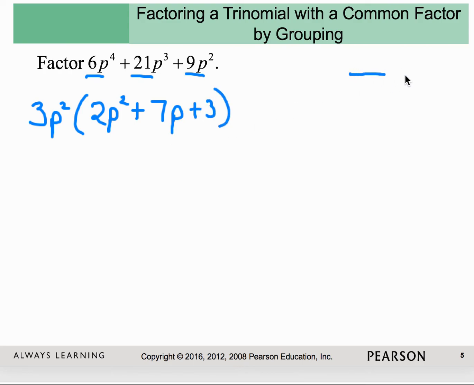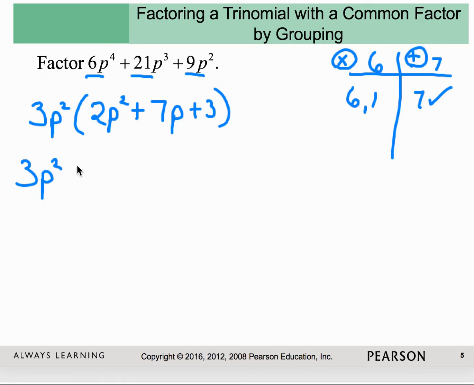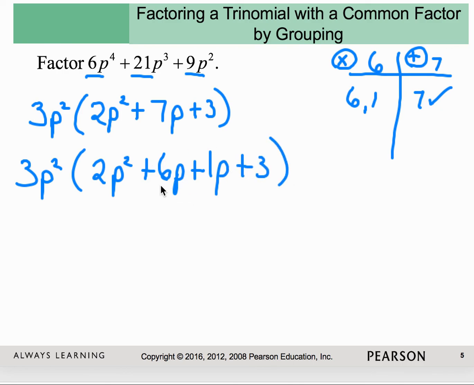So now look how much easier the numbers are going to be to find. I need numbers that multiply not to give 9 times 6 is 54, but just to give 3 times 2, 6, and add to give 7. Oh, that's 6 and 1, right? That's 6 and 1. So I come over here, don't forget this factor. That's a factor you already found. So it's just going to come down with us forever. And then I'm going to rewrite this as 2p squared plus 6p plus 1p plus 3 instead of 7p. Now I'm going to factor by grouping.